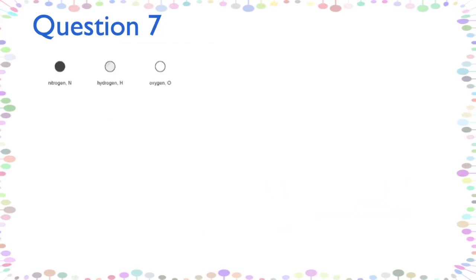For question 7ai, we need to use the key to draw diagrams to represent nitrous oxide. So the formula for nitrous oxide is N2O, so therefore there has to be 2 nitrogens and 1 oxygen. Therefore we can draw 2 black dots and 1 white dot. You can either have them like this, so black dot, black dot, white dot, or black dot, white dot, black dot.